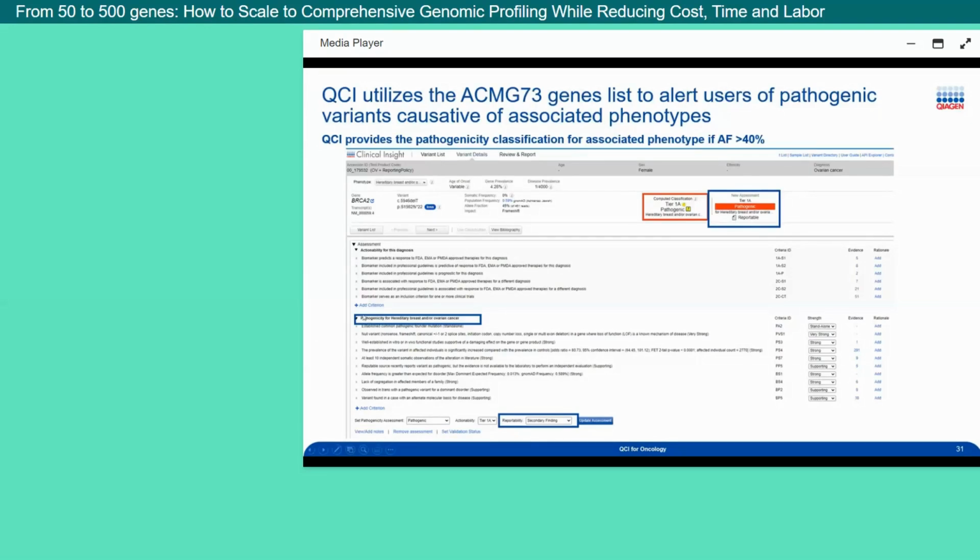You may also notice in this blue box that the pathogenicity has been automatically calculated for hereditary breast and ovarian cancer. QCI utilizes the ACMG 73 gene list to alert users of pathogenic variants causative of associated phenotypes, and provides the pathogenicity classification for the associated phenotype if the allele fraction of the mutation is above 40%.